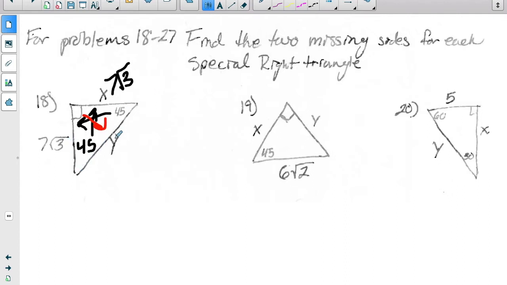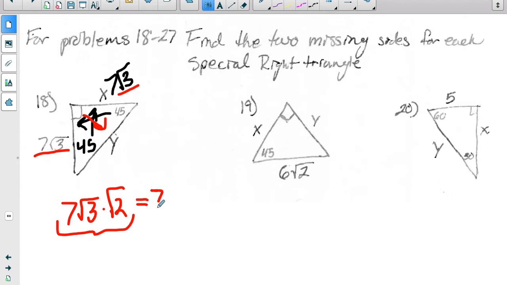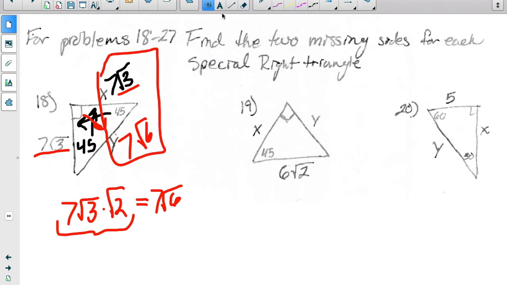Now y is going to be the hypotenuse. And the hypotenuse is whatever our side lengths are, the sides opposite the 45. We take that value and multiply it by the square root of 2. So we'll have 7 square root of 3 times square root of 2. And at this point here, we can plug this into the calculator. And if we plug it in, we'll get 7 square root of 6. So the value of y is 7 square root of 6. And these two here are our answers. And that's all we have to do for this here.